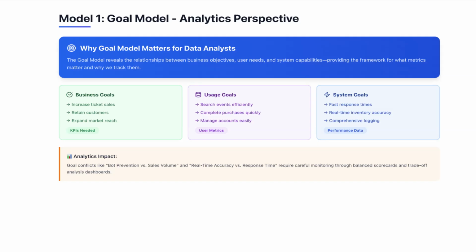For example, retained customers requires comprehensive logging for tracking behavior. The model also highlights conflicts, bot prevention versus sales volume, requiring balanced scorecards.